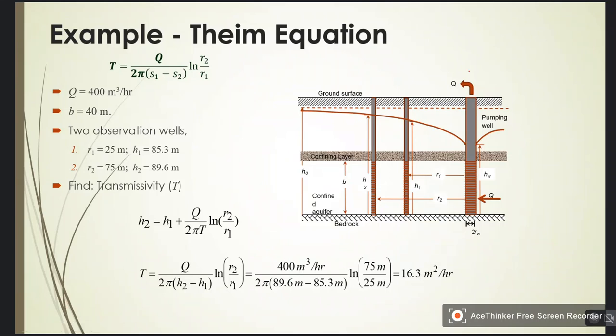See, this is your pumping well. Okay? And this is observation well 1, and this is observation well 2. There are 2 more wells. So, this is the initial water table. Equilibrium or static, what we can call it as static. That is when there is no pumping.